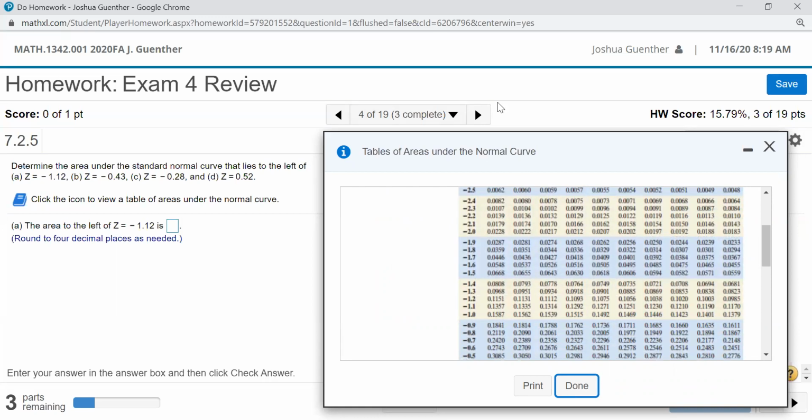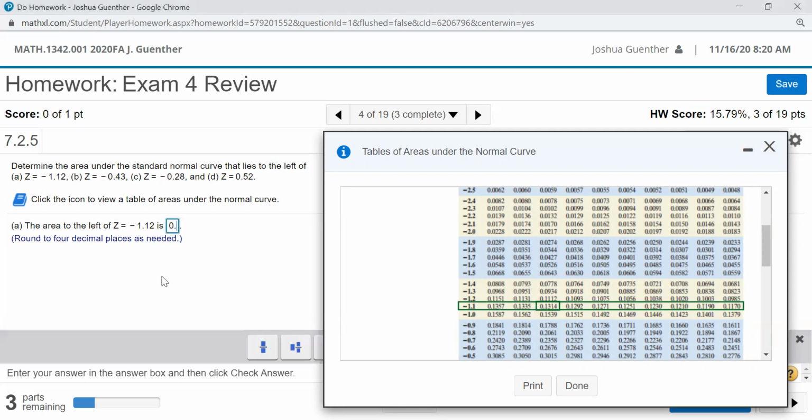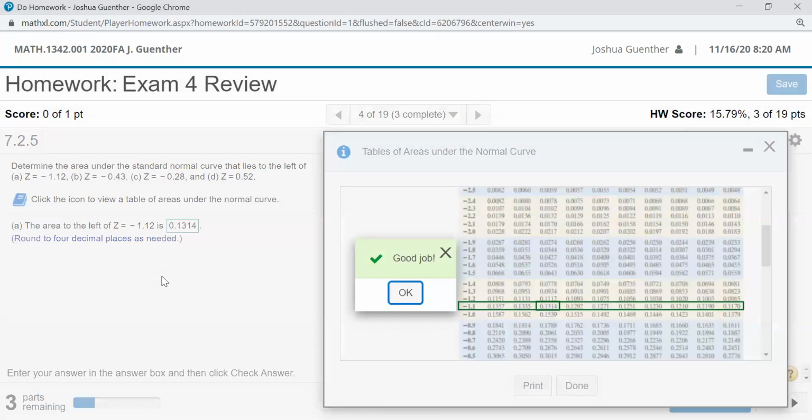Thus, we are on this row here. The first value is negative 1.10, then negative 1.11, then negative 1.12 is this one. And so the probability is 0.1314. And there you go.